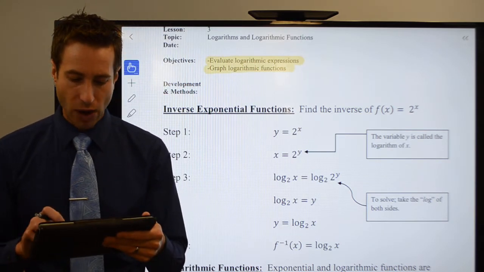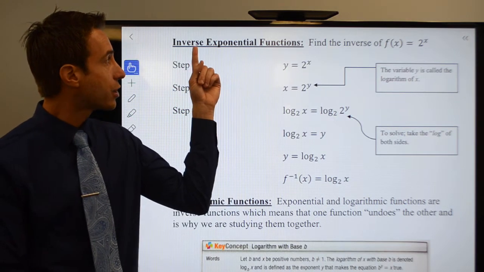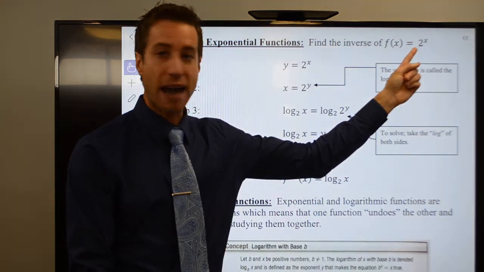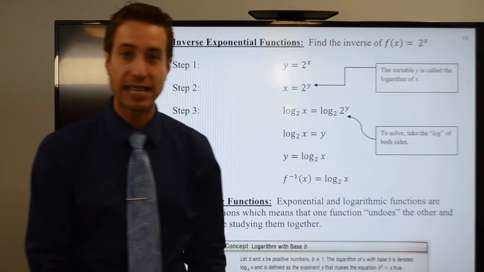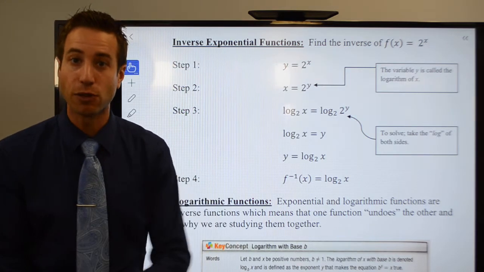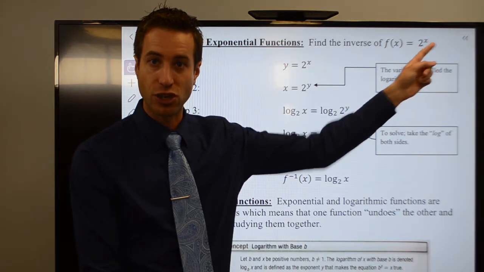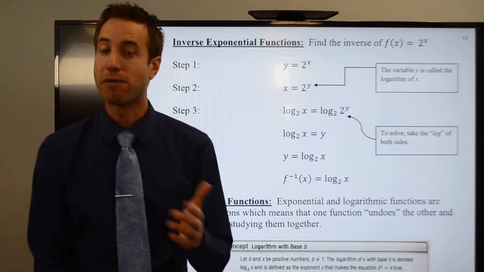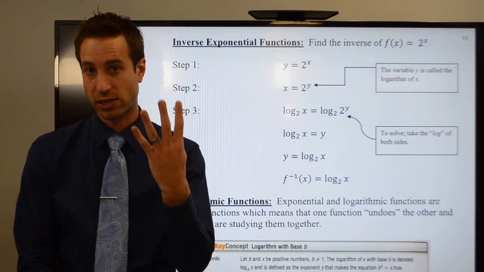I'm going to do that by giving you an exponential function. So I ask you to find the inverse of the exponential function, and I've given you f of x is equal to 2, the base 2, raised to the x power. This is an exponential function because the variable is in the exponent position, and of course my base is a 2. If you remember from a couple of chapters ago when we did inverse functions, we can do it in 4 simple steps.